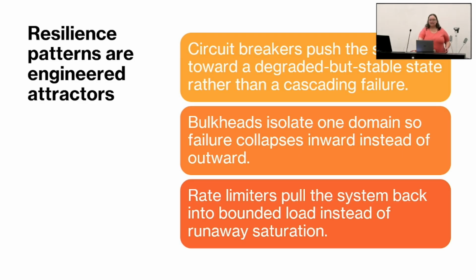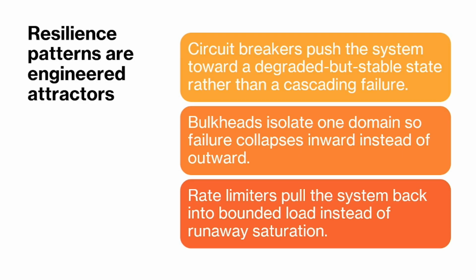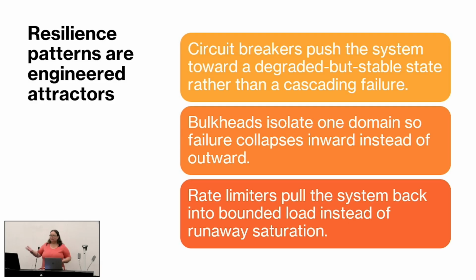When we talk about resilience, we usually talk about making a system survive the unexpected. But chaos theory offers a different framing. Resilience patterns are engineered attractors. Circuit breakers push the system towards a degraded but stable state rather than a cascading failure. Bulkheads isolate one domain so that failure collapses inward instead of outward. Rate limiters pull the system back into bounded load instead of a runaway saturation. These are the attractors you choose. Without them, the system will find its own attractors, usually bad ones.